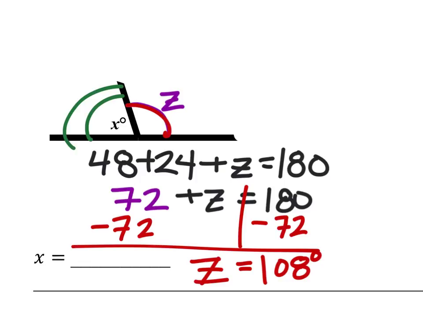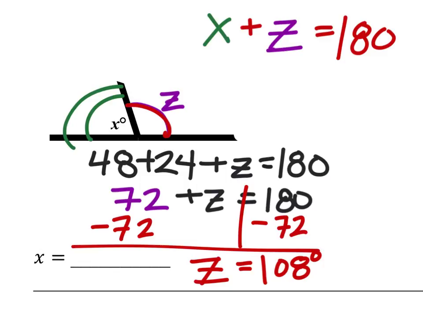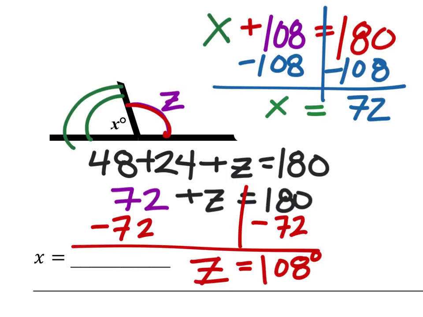So now what I'm going to do is take X plus Z, and I would get 180 degrees. The problem here, and it is a good problem, is that we know what Z is. Z is 108 degrees, we know that from down here. So I've just replaced Z with the value we have for it, and now I'm just going to solve for X by subtracting 108 on both sides. And we can see here that X is 72 degrees.